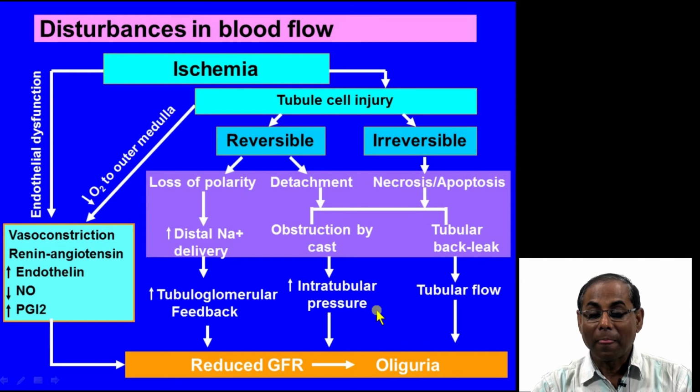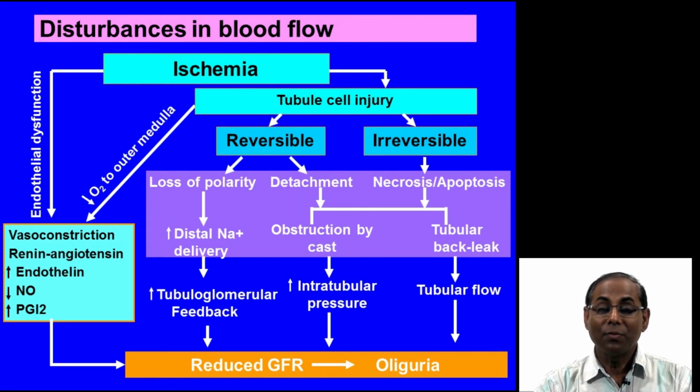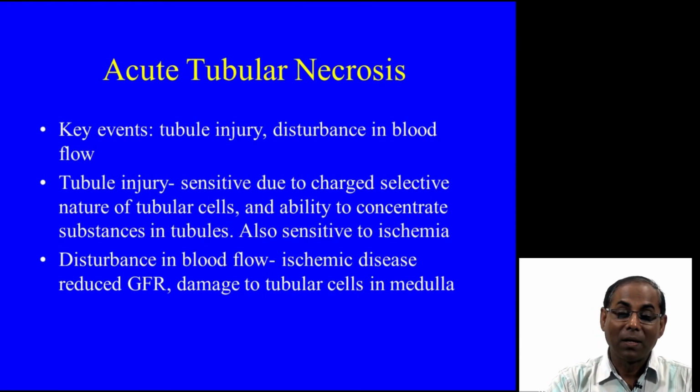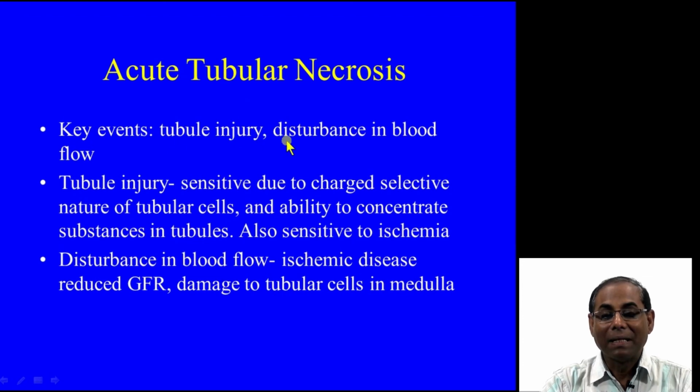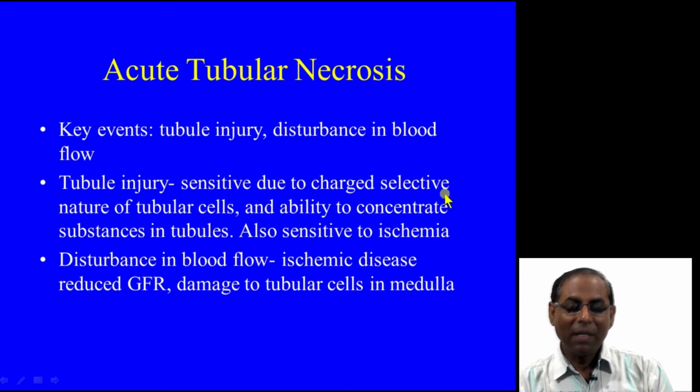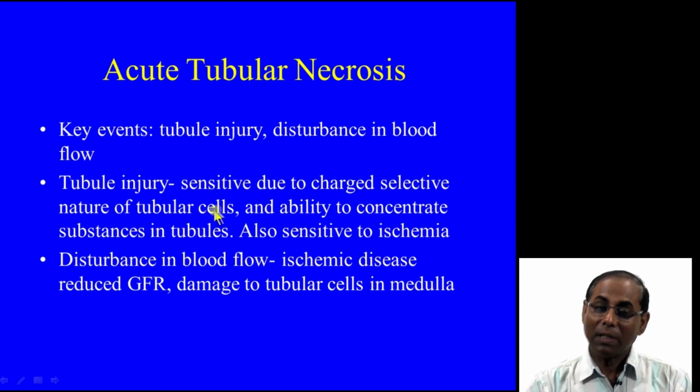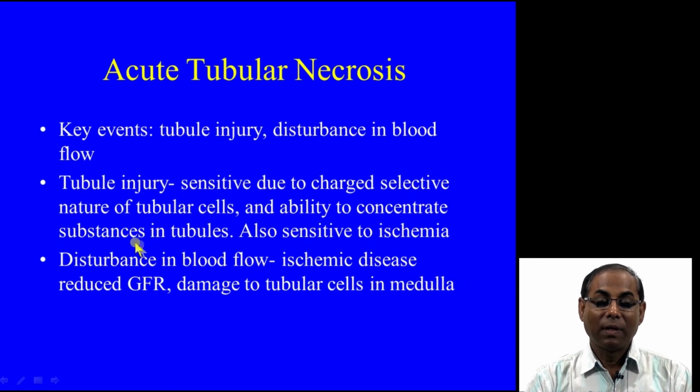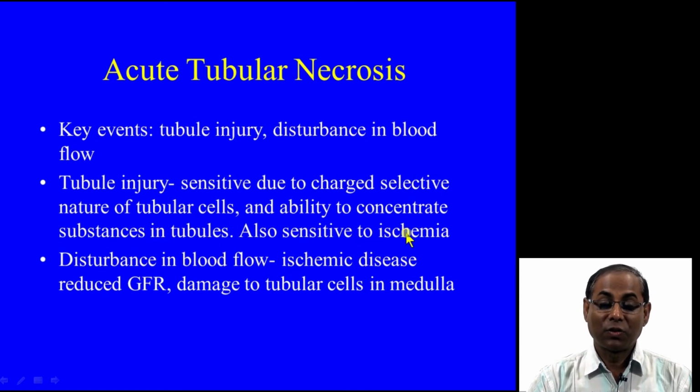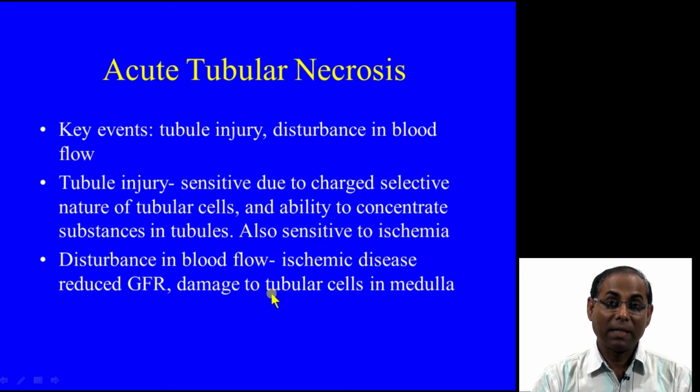And similarly, there may be a tubular back leak or tubular backflow, and all this leads to oliguria and sometimes anuria. So, this is a more or less clear picture of what happens in ischemic acute tubular necrosis. Now, the key event in acute tubular necrosis is the tubular injury and also disturbance in the blood flow. The tubular injury is sensitive due to the charge selective nature of the tubular epithelial cells, the ability to concentrate substances in the tubule, and also sensitivity to ischemia. So, which I have explained in that diagram.